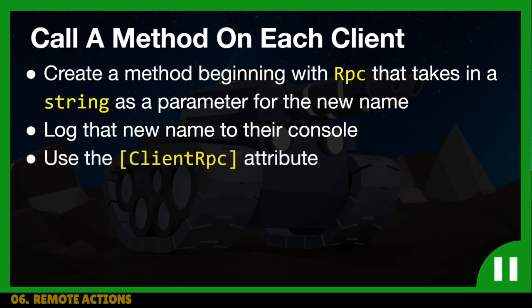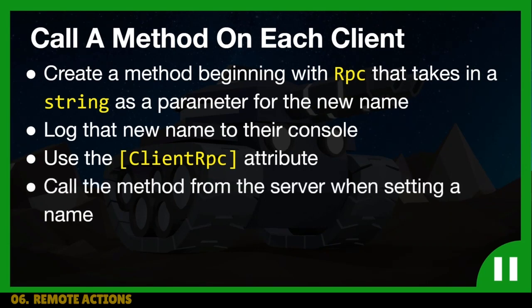And then on that method, for Mirror to actually recognize it as an RPC, you need to make sure it has the client RPC tag before it. And then finally, call that method from somewhere on the server. So we have some server logic to set the new name. Just add in another function call that calls this method you just made, the RPC. And what that will do is the server will then broadcast that to all the connected clients and tell them to run that method on their machine. Have a go, pause the video, and see if you can get this working.